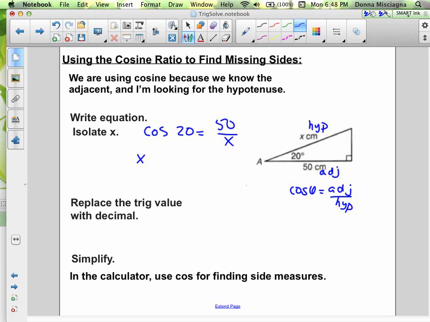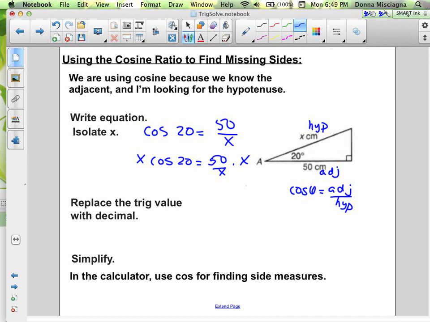So that means we're going to multiply both sides by x. Don't multiply both sides by 50 just because we multiplied by a constant in the other one. That would just give you 50 cosine 20 equals 2500 over x. How did that make the problem better, right? That wouldn't make the problem better. But getting that x out of the denominator would make the problem better.